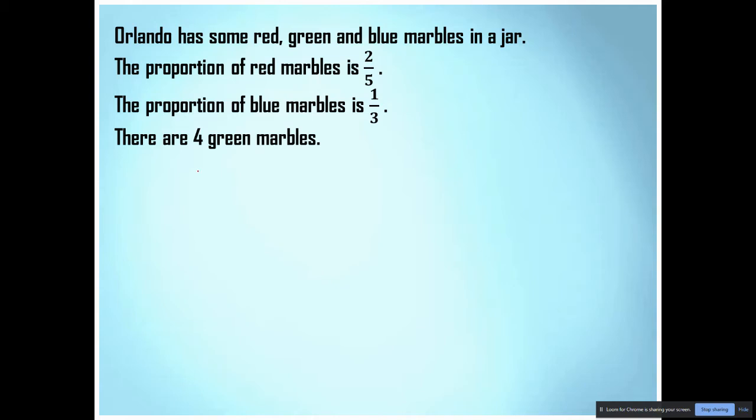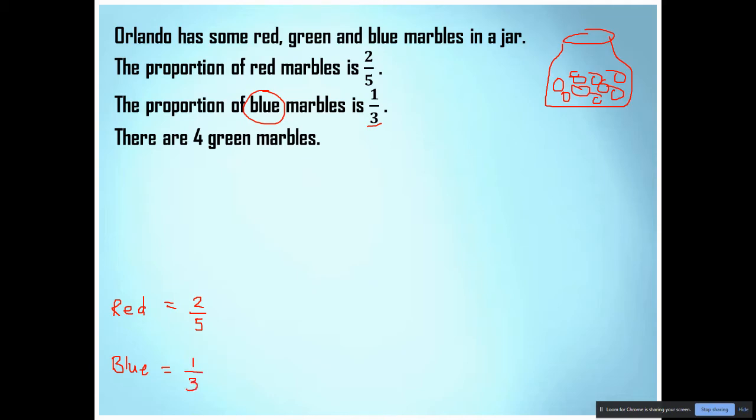Orlando has some red, green, and blue marbles in a jar. Okay, so this is the jar, and Orlando has marbles here: red, green, blue, and red. Now, here's the given. The proportion of red marbles is 2/5. The proportion of blue marbles is 1/3. Now there are 4 green marbles.